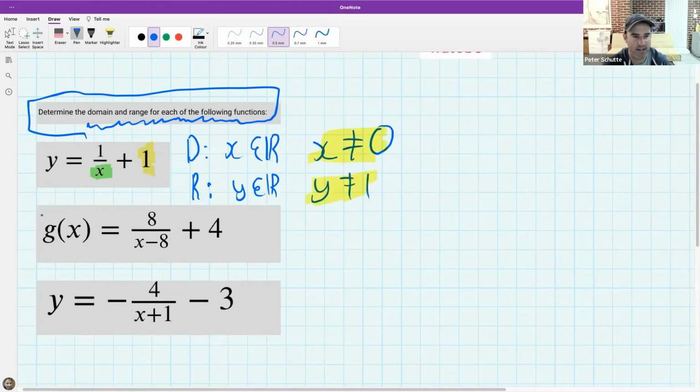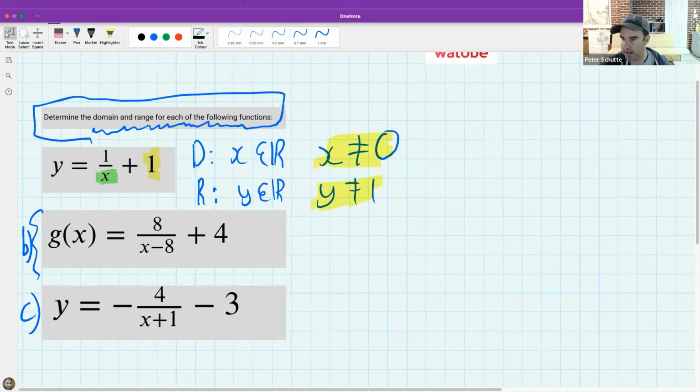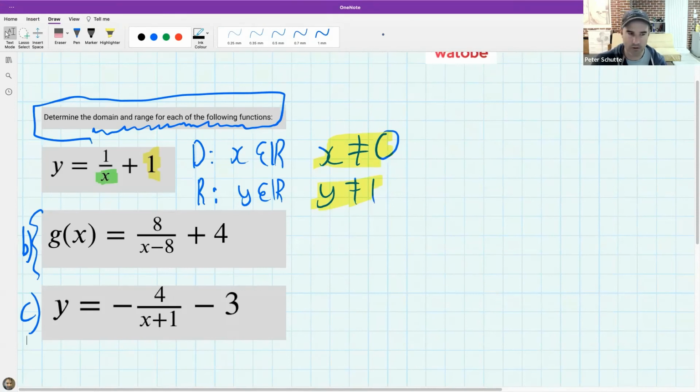I want you to try and tell me what is the domain and range for this one, and I'll call that B, and what's the domain and range for C. And then I think we're pretty close to wrapping up for tonight. So, let's do this second one together.